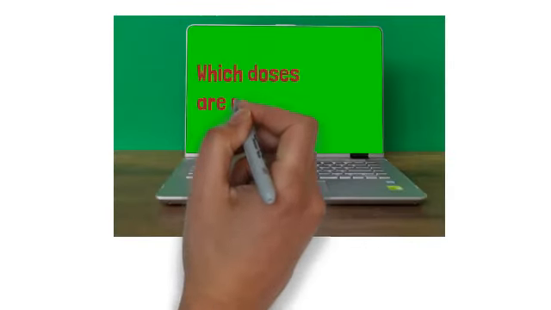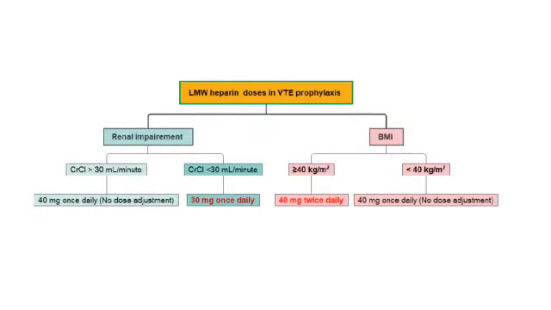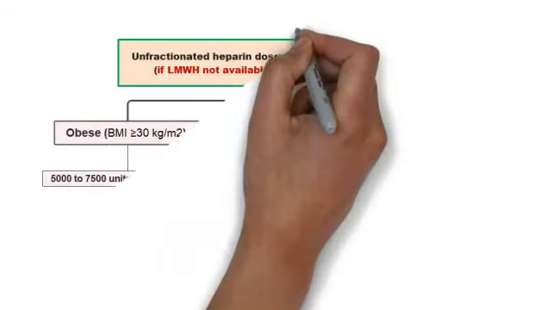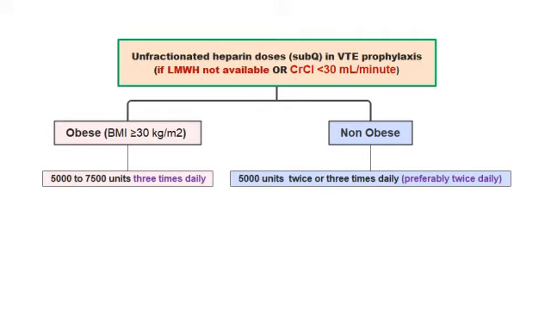So, which doses are recommended? For low molecular weight heparin, we have 2 dose adjustments: for renal impairment and for obesity. For renal impairment, if creatinine clearance is more than 30, we give 40 once daily, and if less than 30, we give 30 milligram once daily. For obese patients, BMI more than 40, we give 40 BID, or less than 40, once daily.